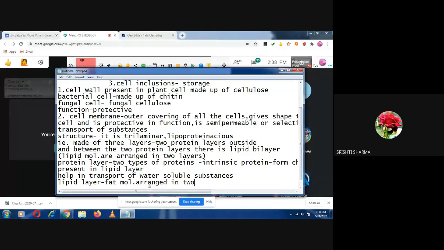Lipid bilayers. Fat molecules are arranged in two layers. Now, lipid layer. So you must also write lipid bilayer here.